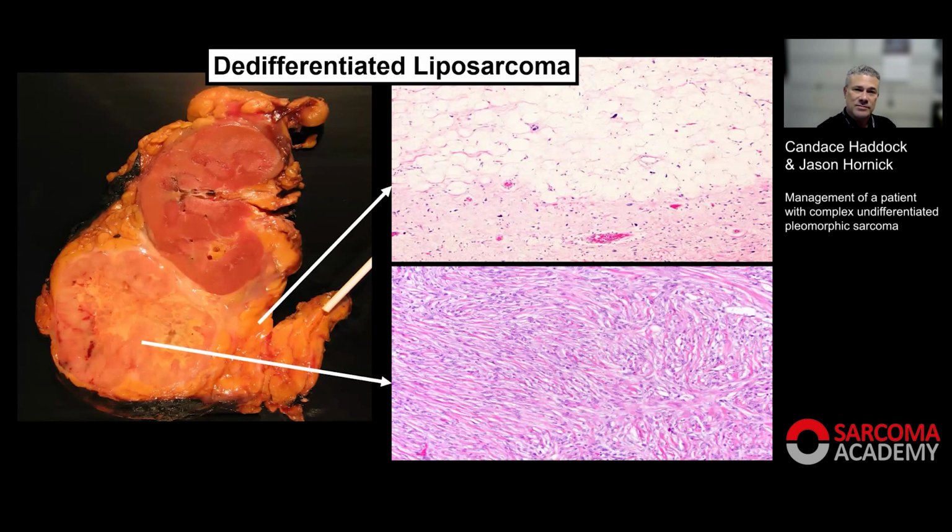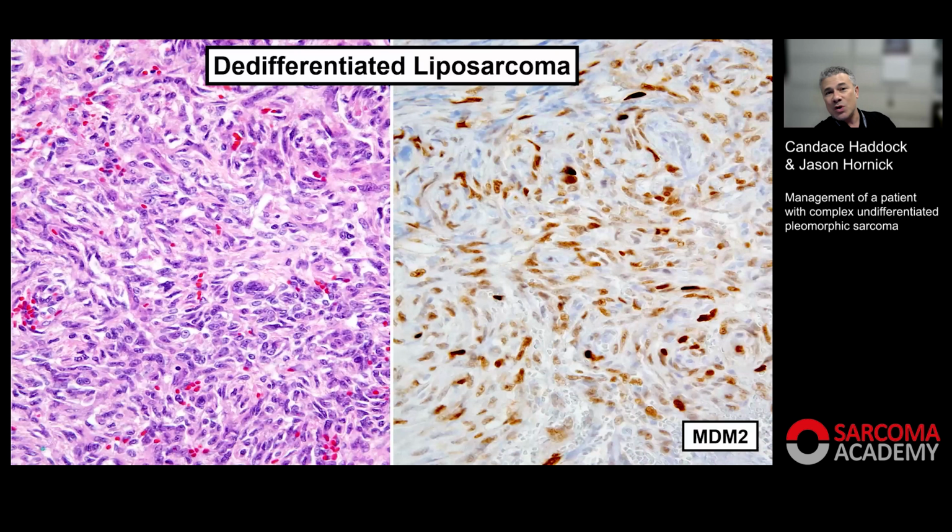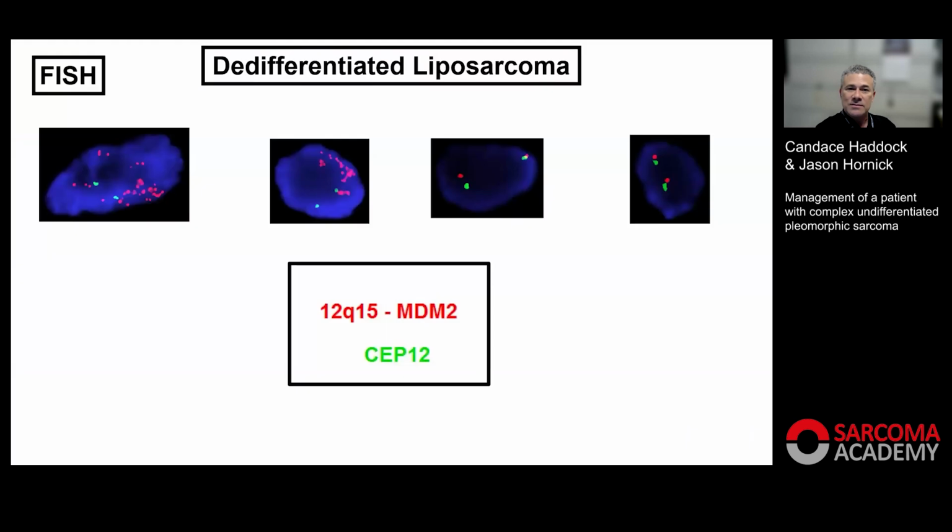Next slide. And MDM2 immunohistochemistry can be very helpful to support the diagnosis in the right context. Next slide. But in many practices, fluorescence in situ hybridization for MDM2 will be performed to make the diagnosis. You see the huge numbers of copies of the MDM2 gene in the two neoplastic cells on the left.